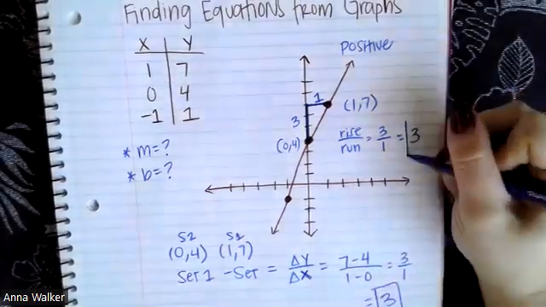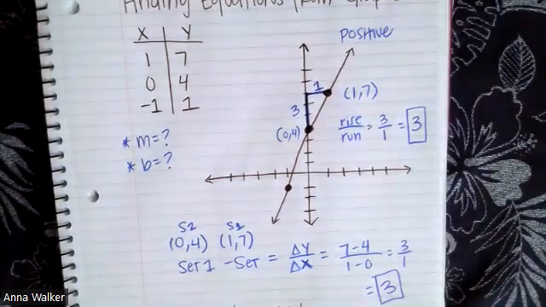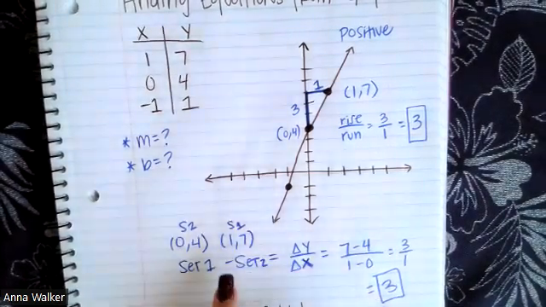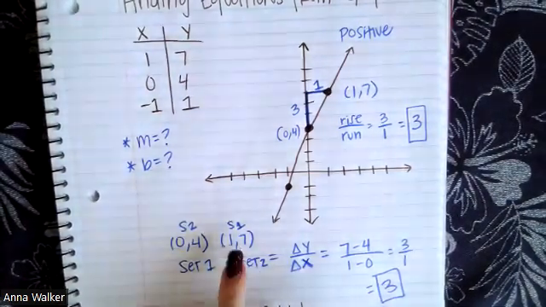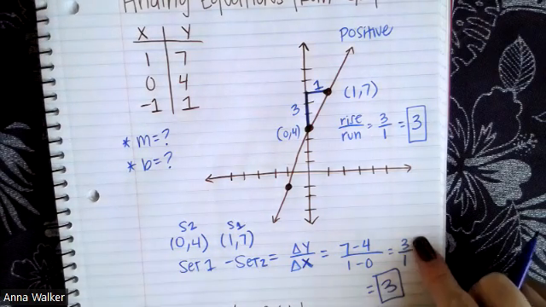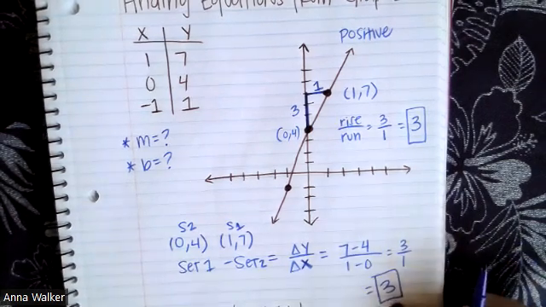So we found the slope of 3 using these two different methods. We end up with the same answer. If I did set 2 minus set 1, or if I said this is set 1 and this is set 2, I would end up with negative 3 over negative 1, which still simplifies to positive 3, right? A negative divided by a negative is a positive.